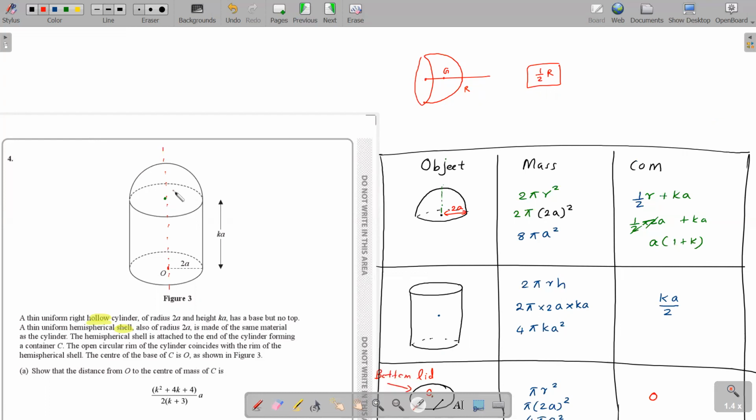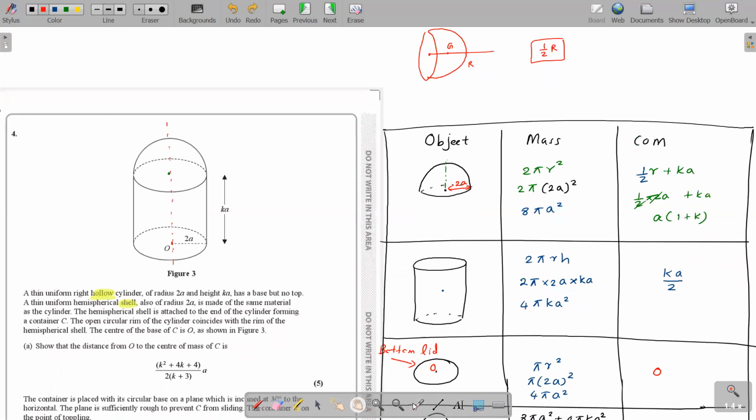So that's half r plus, since you are measuring the center of mass from O, you have to add the Ka height. So Ka height plus the half r. That gives you the center of mass distance from O of the hemispherical shell. So that's what I've done here. And then the r value is 2a, so half into 2a, that cancels. You've got a remaining, a plus Ka. Taking a out, I get a times 1 plus k. So that's the center of mass of the hemisphere.